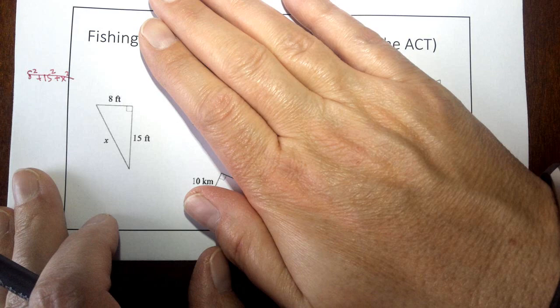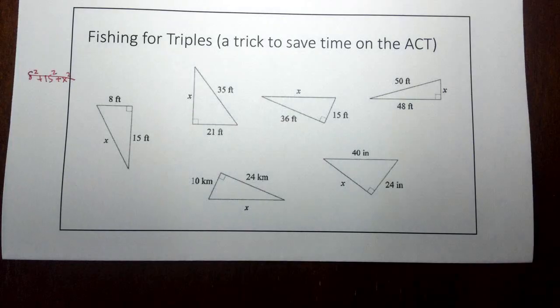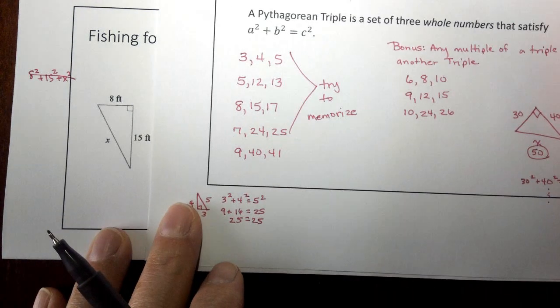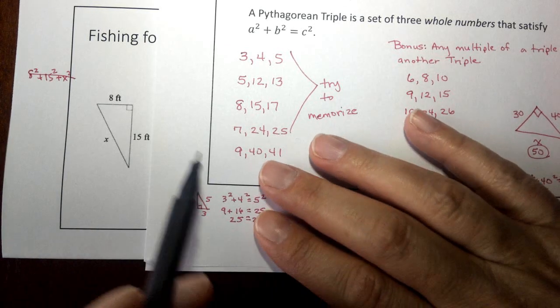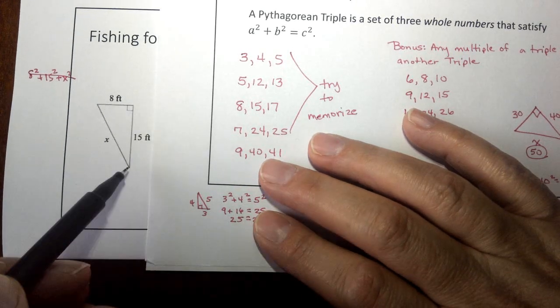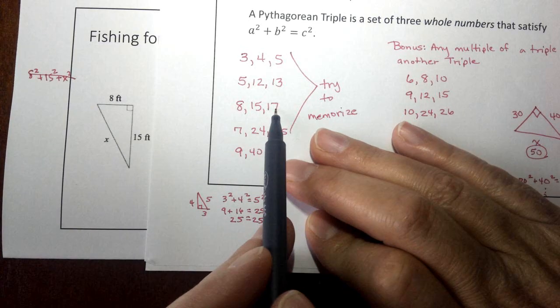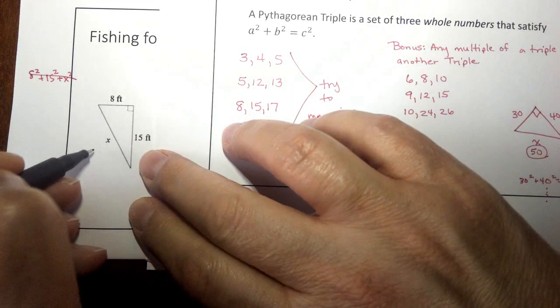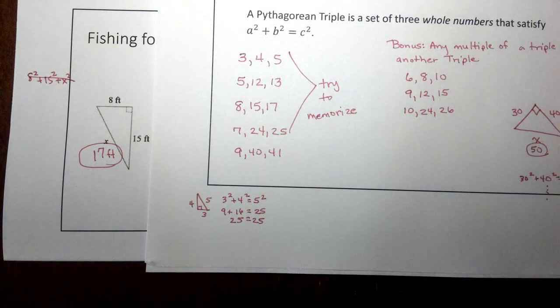So for this very first one here, 8, 15, 17, if I look back at my notes, I'll notice that 8, 15, 17 is one of those triples. So since I have 8 and 15 for the two legs, and the legs have to be the two shorter sides, that means this hypotenuse has to be the 17. So if I know this triple, I already know that x equals 17 feet. And I'm finished without doing any work whatsoever.